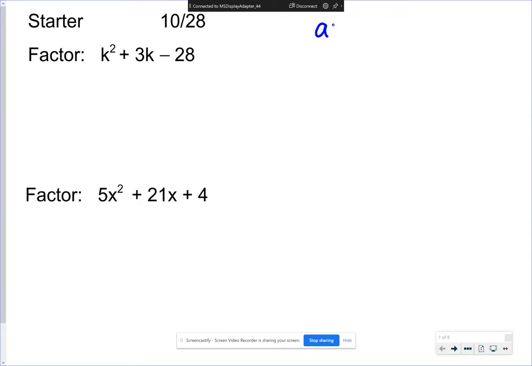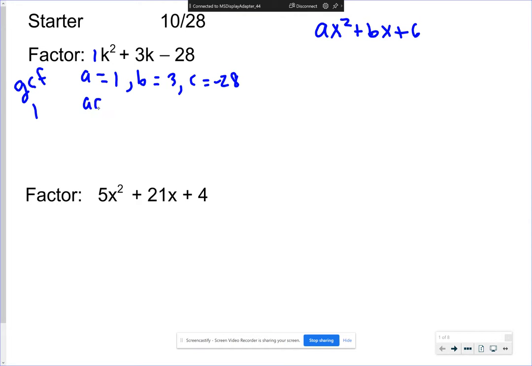Remember, a quadratic is in the form ax squared plus bx plus c, where the a, the b, and the c are numbers. They're constants. When we look at this example right here, the a is 1, the b is 3, the c is negative 28. Oh, I should look for a GCF. 1k squared, 3k, and negative 28 have a greatest common factor of 1. A is 1, B is 3, C is negative 28.